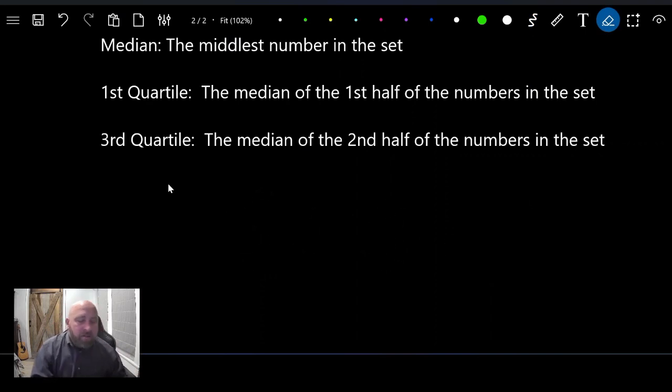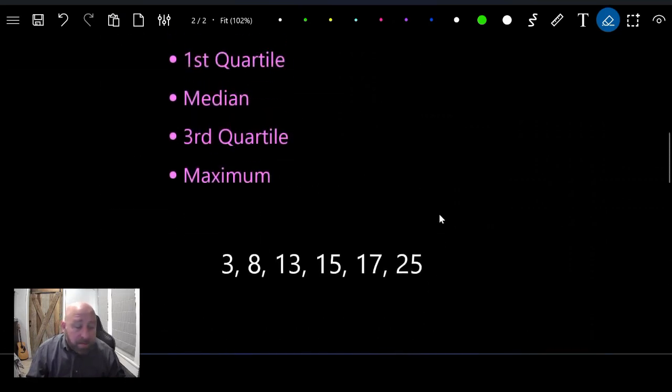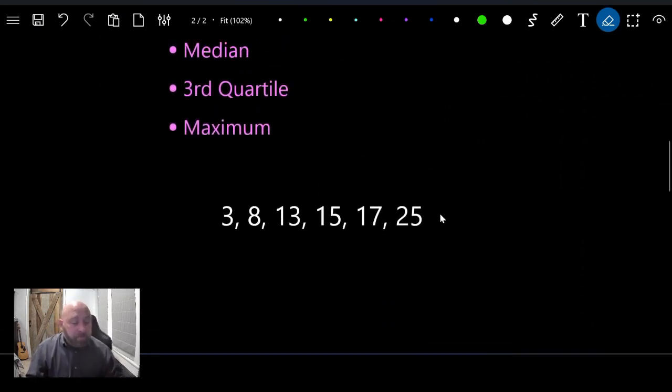I need you to understand what that word means. Okay, it means quarter. So the first quartile is the median of the first half. The third quartile is the median of the second half. Let's go do some of this and see if we can make it make sense.